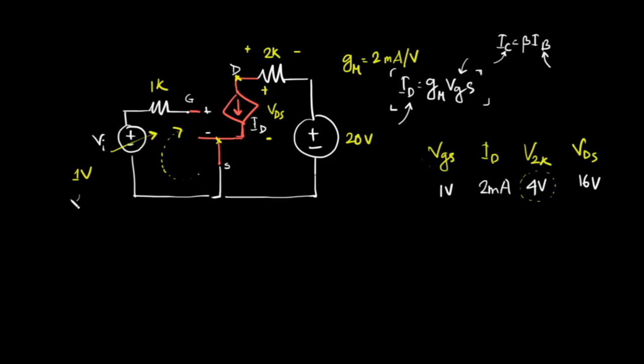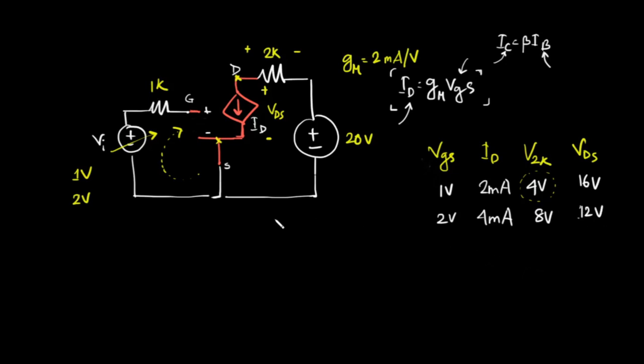I input a voltage of 2 volt. Then for 2 volt, what will these values be? VGS will be equal to the input, so this will be 2 volt. ID will be 2 times 2 volt, which is 4 milliampere. V2K will be 4 times 2, again 8 volt, and VDS will be 20 minus 8, 12 volt.